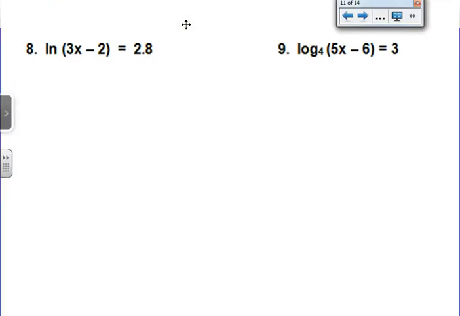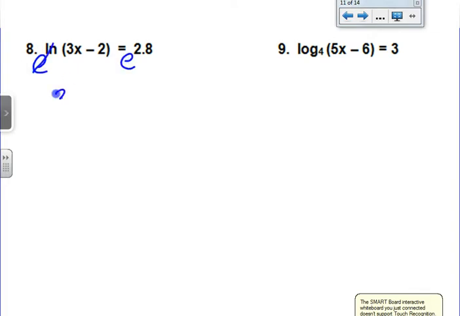Our next problem has natural log of 3x minus 2 equals 2.8. So we're going to exponentiate, and since it's a natural logarithm, we're going to be using the base of e. So I'm going to put an e here and an e here. An e and natural log will cancel, giving us 3x minus 2.